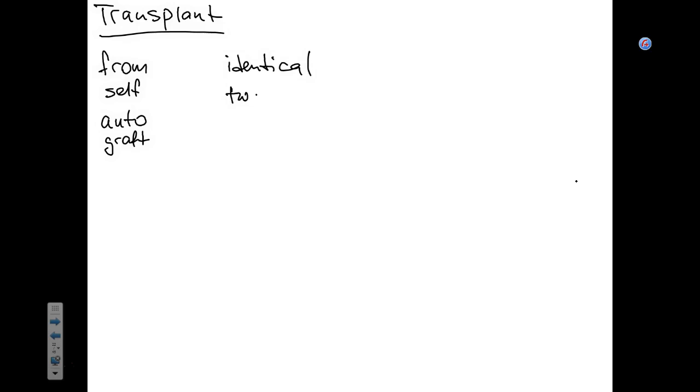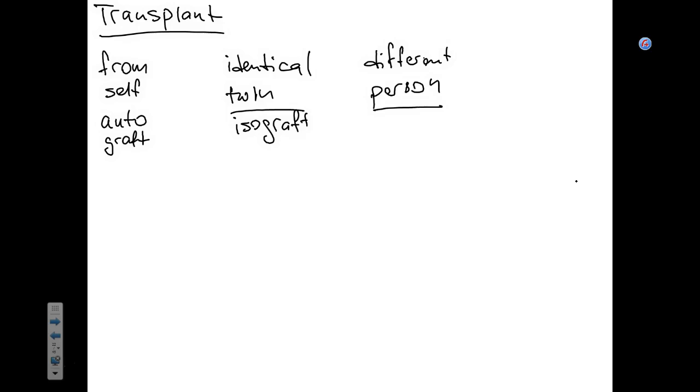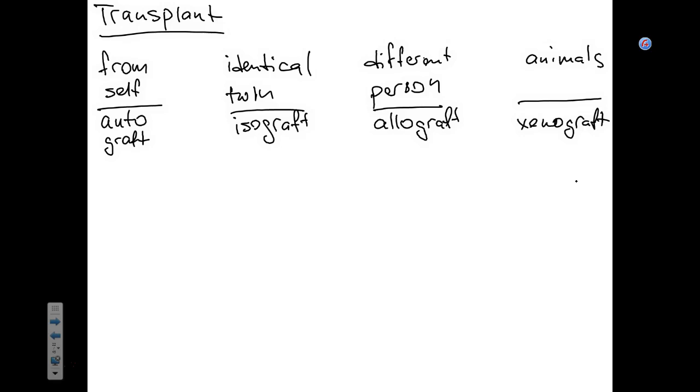But that is a rare instance, and most transplants come from a different person. This is called allograft. Sometimes you get structures from animals. And this is called xenograft. Xeno means alien.